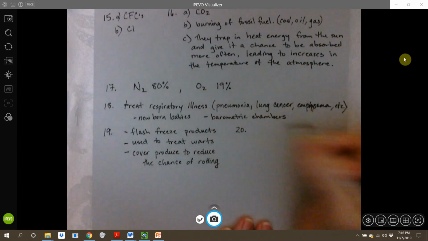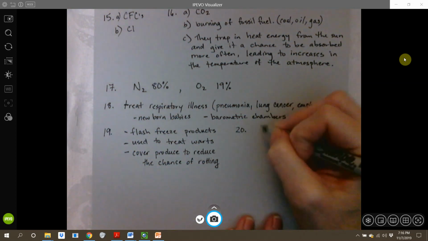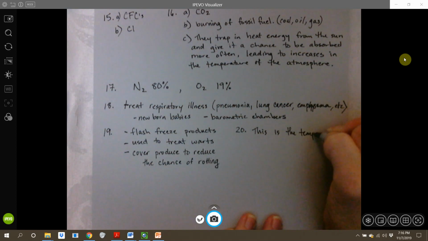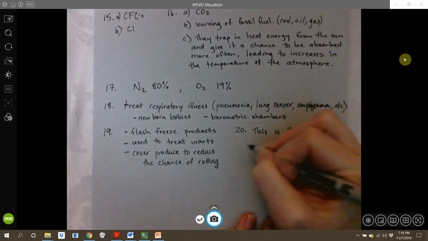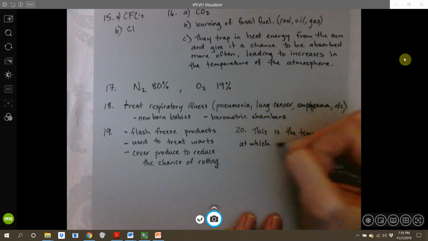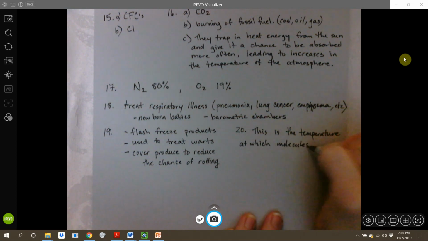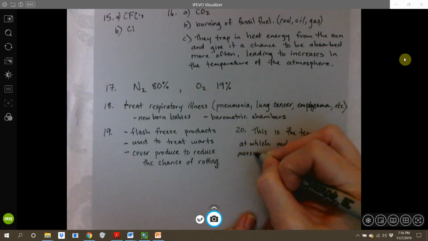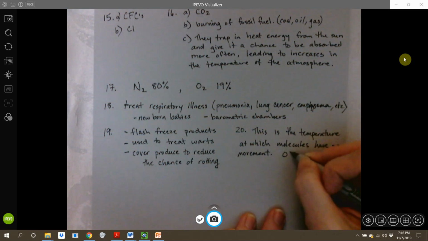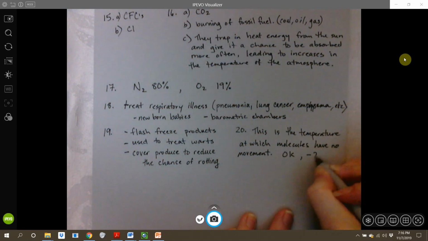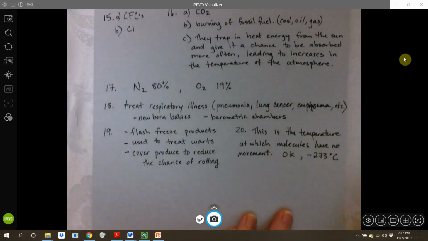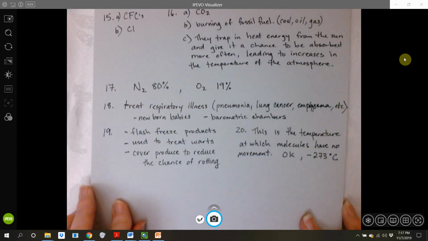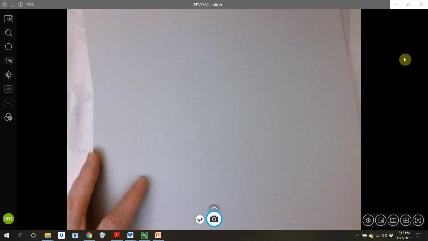20. What is absolute zero? This is the temperature at which molecules have no movement. It's 0 Kelvin or minus 273 degrees Celsius. All right, on to question 21.